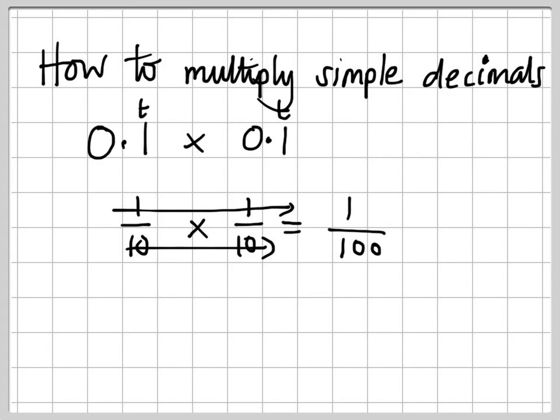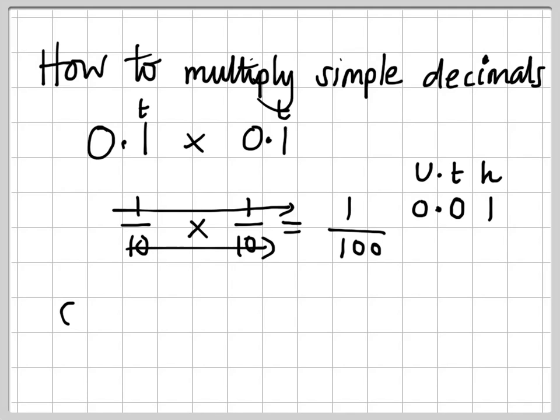Well, looking at our columns, we have units, decimal point, tenths, hundredths. We've got 1 in the 100th column. So putting in our placeholders, the answer would be 0.01.